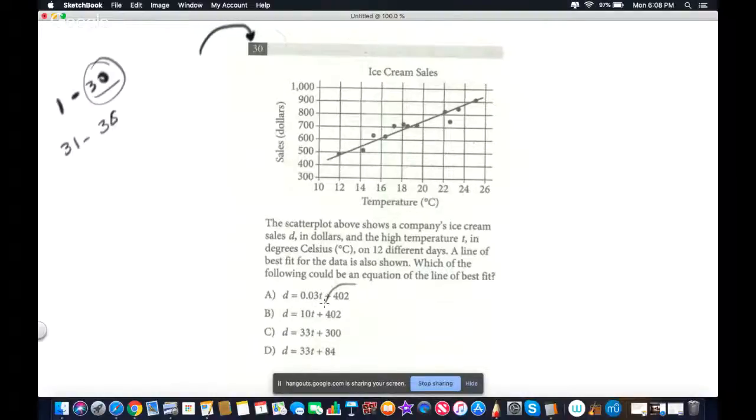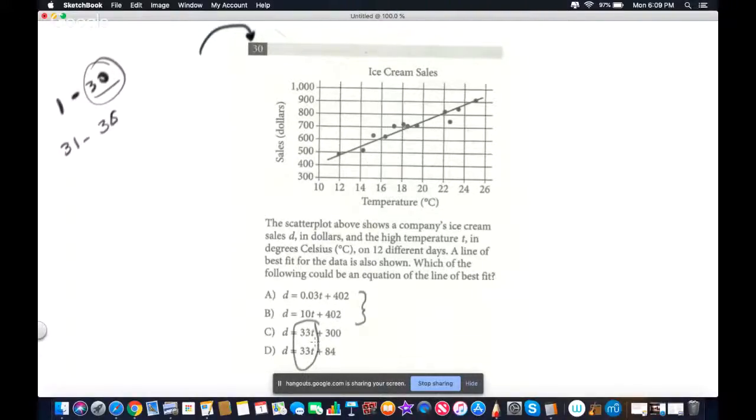The first mistake is folks go, well, the y-intercept looks to be right about here, which is about 402. So I'm going to pick one of these two answers. And then you can say, well, the slope looks not that steep, so maybe I'll pick this answer. And then you'd be like, oh, maybe that's too shallow, so maybe it's B. I've seen people make both mistakes.